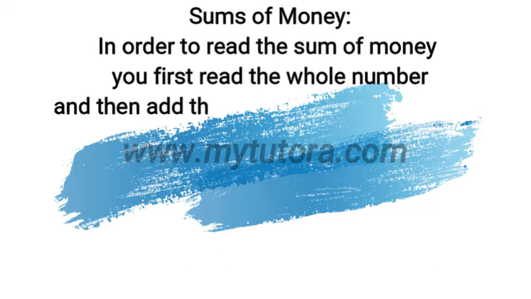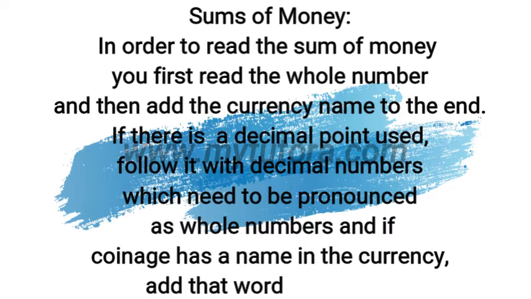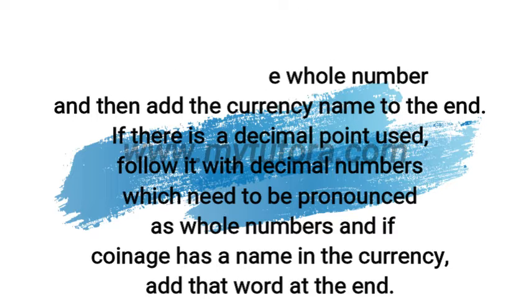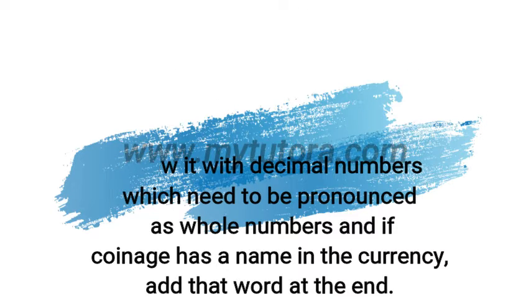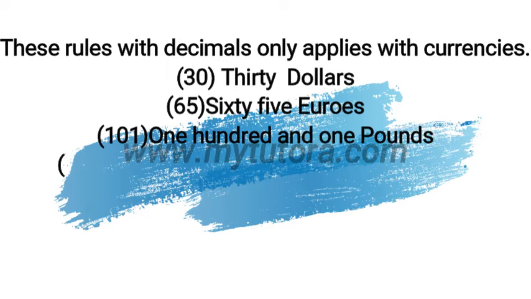Now we will look at sums of money. In order to read the sum of money, you first read the whole number and then add the currency name to the end. If there is a decimal point used, follow it with the decimal numbers which need to be pronounced as whole numbers, and if coinage has a name in the currency, add that word at the end. These rules with decimals only apply to currencies.